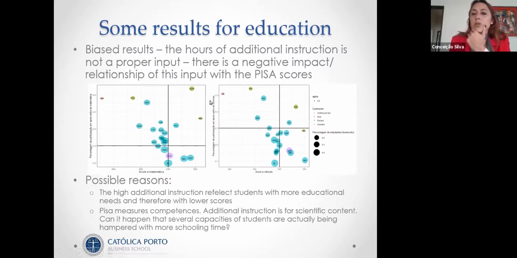There is only one country, Korea, which has a very high number of additional instruction hours, and an enormous percentage of students with additional instruction, which is above 60%. This means that above 60% of students have additional instruction hours in Korea and are performing very well in terms of PISA scores. For all the others, there is this kind of negative relationship, which can be explained in several ways. If you want to discuss that, we can do that.